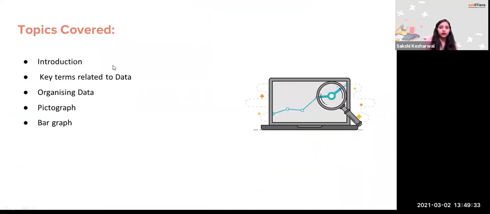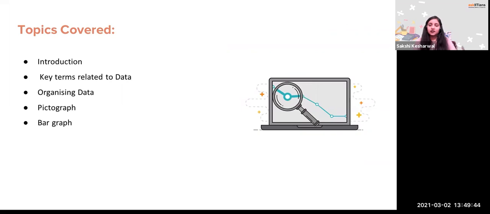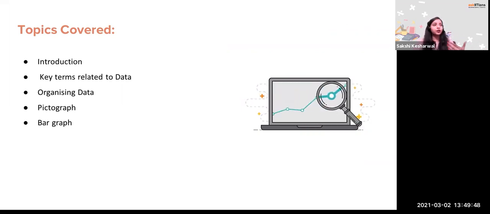So what are the things which we are going to cover today? We are going to cover the introduction, key terms related to data, organizing data, pictograph and bar graph, right? This first lecture is entirely for your CBSE, which is there in your NCERT. And the next lecture is not a part of CBSE for grade 6, that will be for grade 7, right?